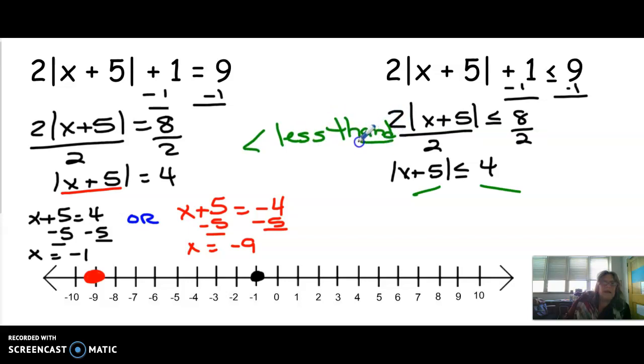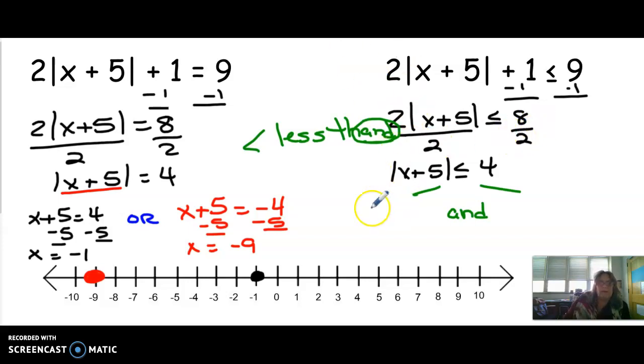I'm going to write it funny, less than with the and. So whenever you've got your absolute value sign isolated by itself and you have a less than symbol, it's going to be an and problem. That's called a conjunction. And when you graph it, the graph should point between your two answers.